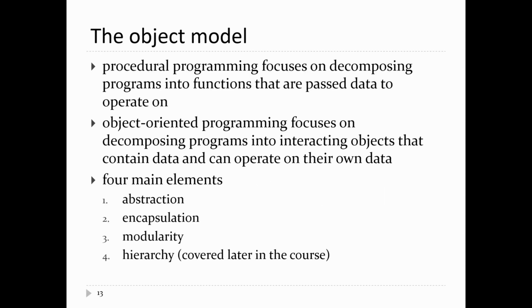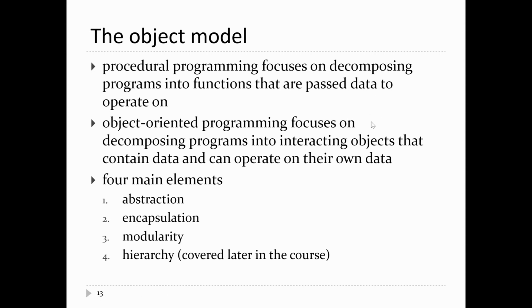Okay, the object model. In the world of object-oriented programming, not just Java, there's something called the object model. In procedural programming, you're focusing on decomposing a program into functions, and you pass data into the functions. Somewhere there may be some global variable that represents the data your program is trying to maintain, or that data could be living in a function or method somewhere.